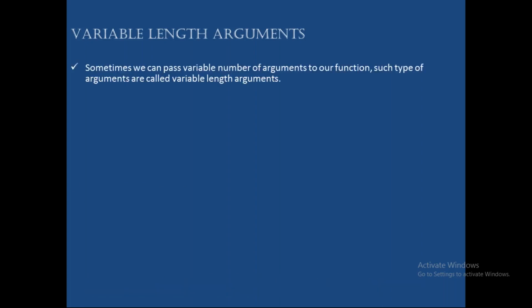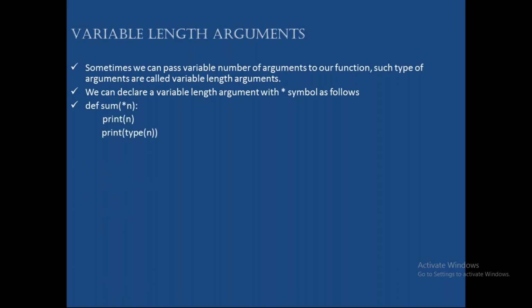Sometimes we can pass a variable number of arguments to our function. Such type of arguments are called variable length arguments. We declare variable length arguments with the star symbol as follows. You see, sum star n. How many values you are going to pass, we don't know. All those values I want to sum. Then you need to use star n. So this n will receive all those inputs as a tuple object. Tuple means it's a collection. All the products which you have purchased, those product prices will be considered as a tuple.